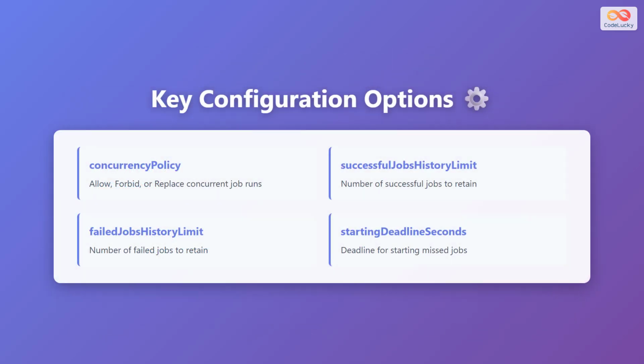CronJobs offer several important configuration options to control their behavior. The concurrency policy determines what happens if a new job is scheduled while the previous one is still running. You can set it to Allow for concurrent execution, Forbid to skip the new job, or Replace to terminate the old job and start the new one. The successful jobs history limit and failed jobs history limit control how many completed jobs Kubernetes retains for debugging purposes. The starting deadline seconds sets a deadline for starting jobs that were missed, such as during cluster downtime. These options give you fine-grained control over job execution and history management.